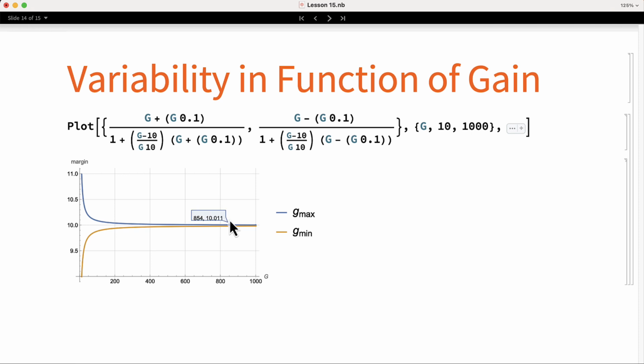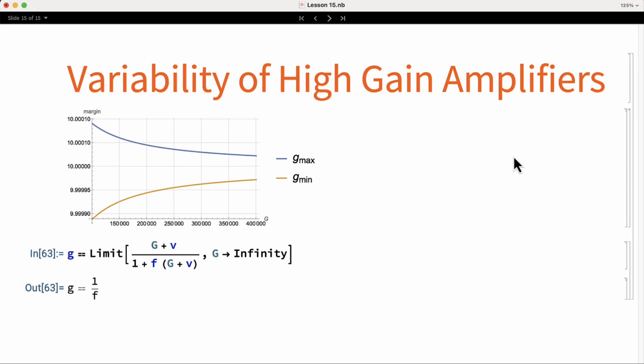Let's see what happens with even higher values of gain. This is the same plot, but now the amplifier gain values are very large, from 100,000x to 400,000x. We can see that with this gain, the minimum and maximum values are very close to 10x. The variability is negligible. If we take the formula for the amplifier with feedback, including the variability term, and we calculate the limit when the amplifier gain is infinity, we obtain an interesting result. If the amplifier gain is very large, we can assume that the actual gain is defined by the reciprocal of the feedback. The variability doesn't even show.